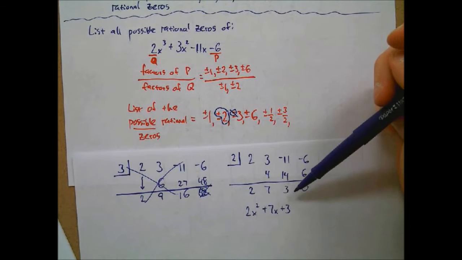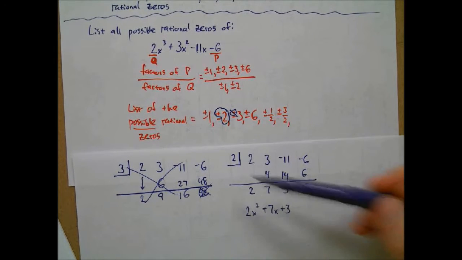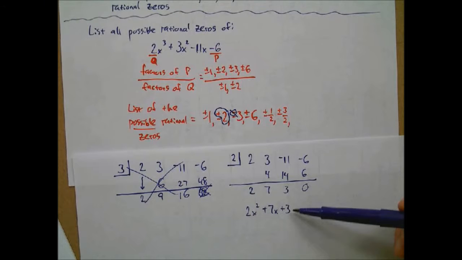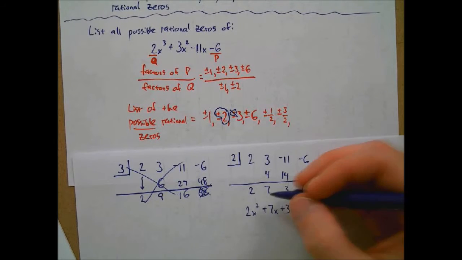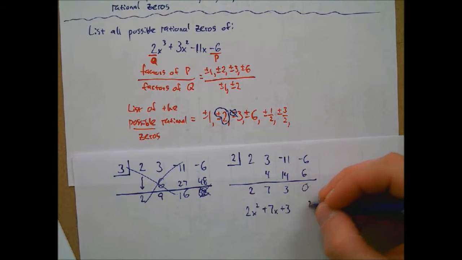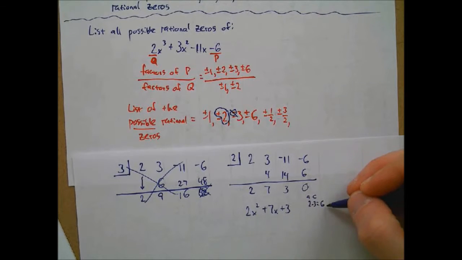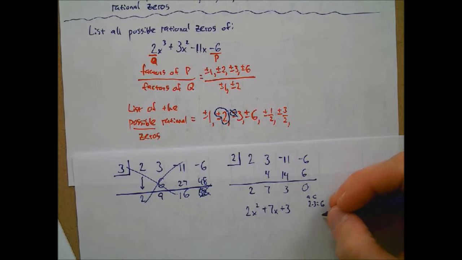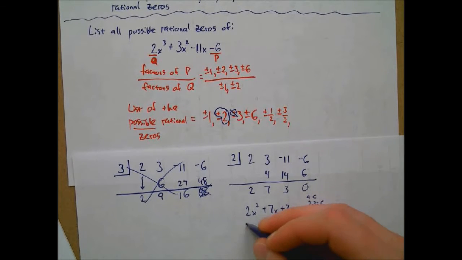But now we found one that works. We are now down to a quadratic. Can we factor quadratics? Yes. So we don't need to keep guessing here. We can just do the a times c method here. So 2 times 3 gives us the 6. We're looking for two numbers that multiply to make 6, but add to make 7. 6 and 1.